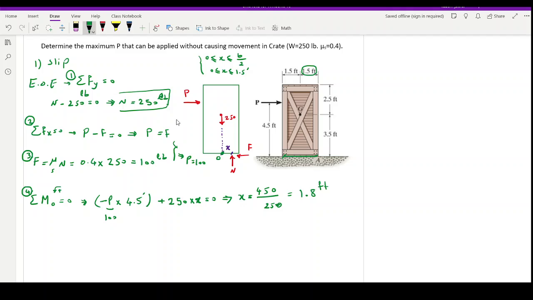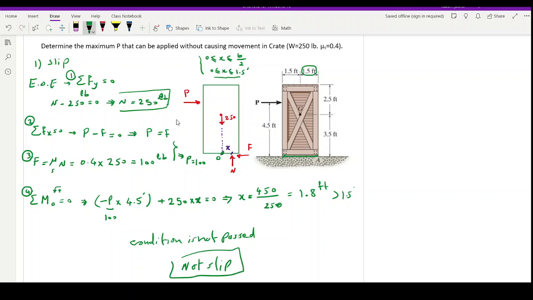1.8 is not within these distances that we assumed. Therefore, the condition is not passed. This is larger than 1.5. That means that it's not going to slip. So no slipping will occur.